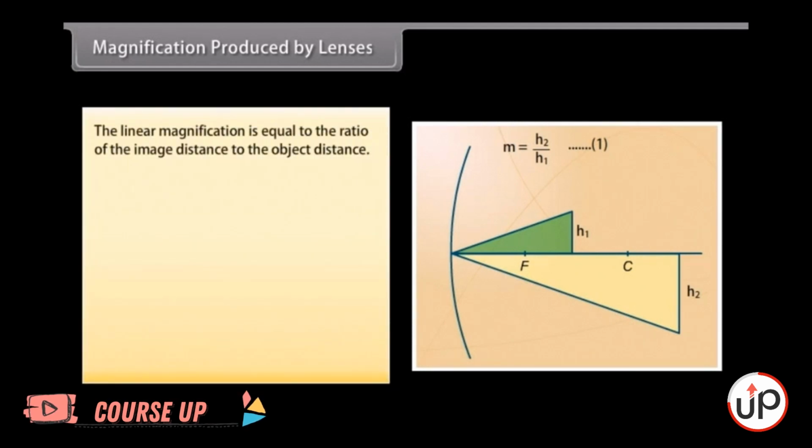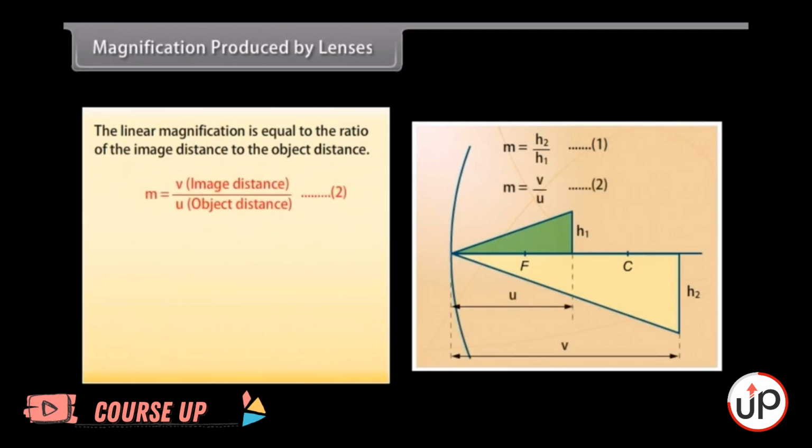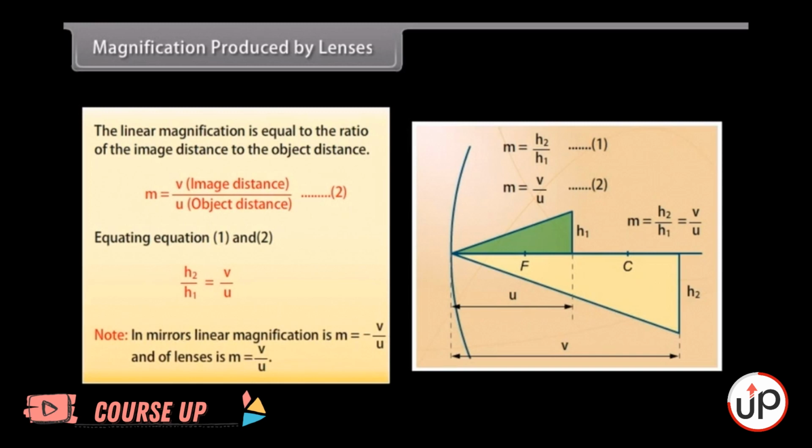The linear magnification is equal to the ratio of the image distance to the object distance. M is equal to v, image distance, upon u, object distance, which is equation 2. Equating equation 1 and 2, h2 upon h1 is equal to v upon u. Note, in mirrors, linear magnification is m is equal to minus v upon u, and for lenses it is m is equal to v upon u.